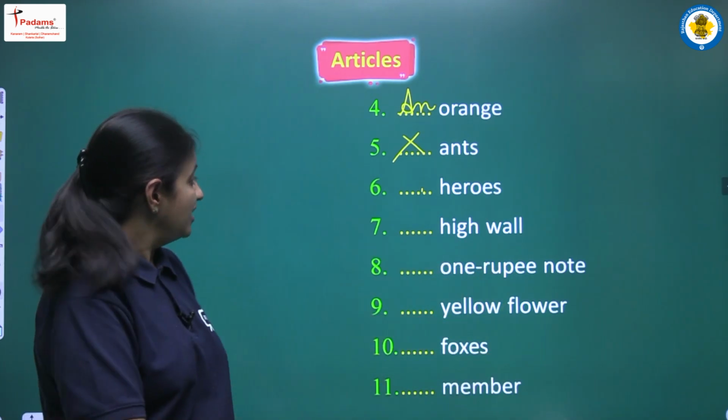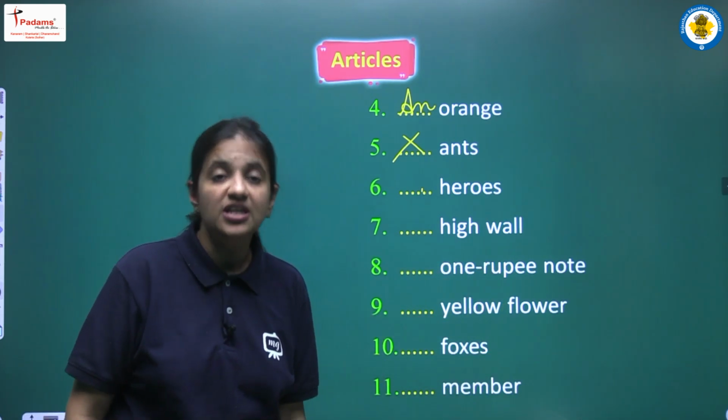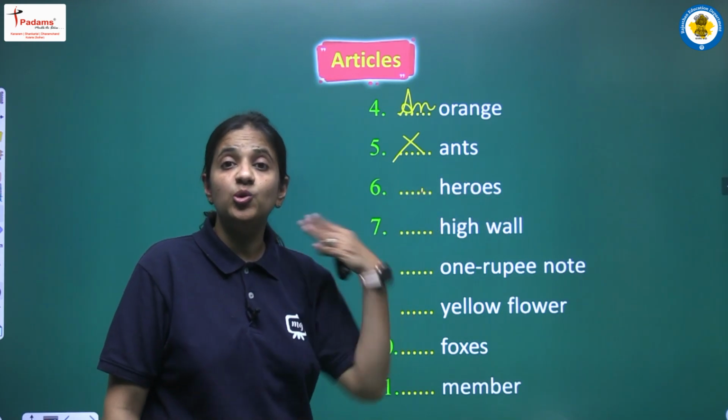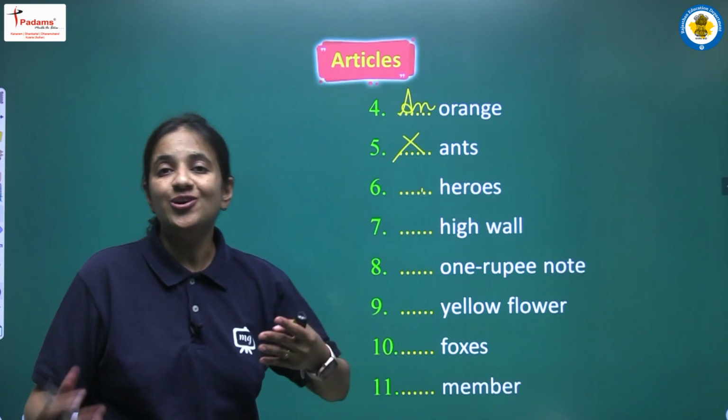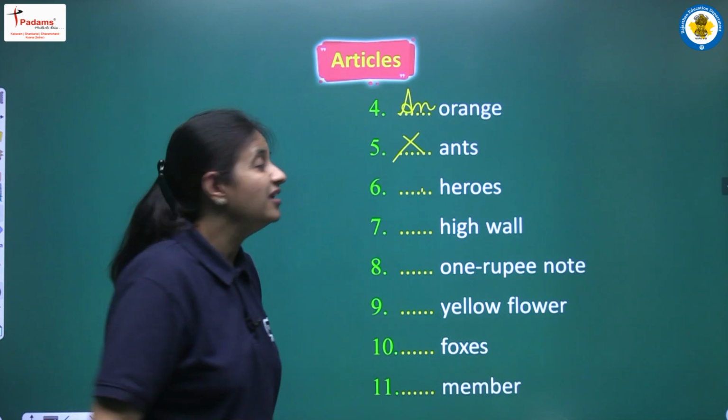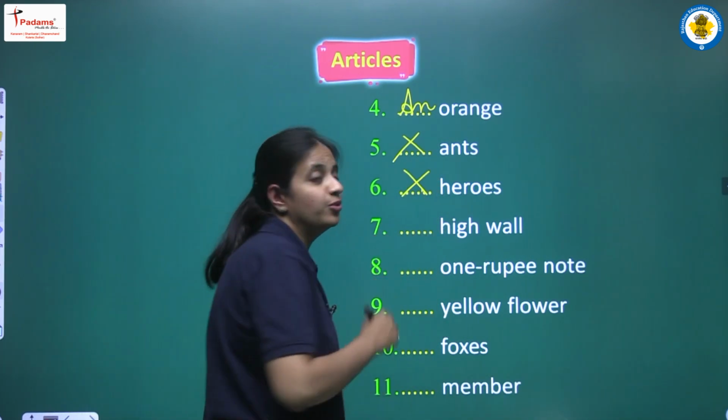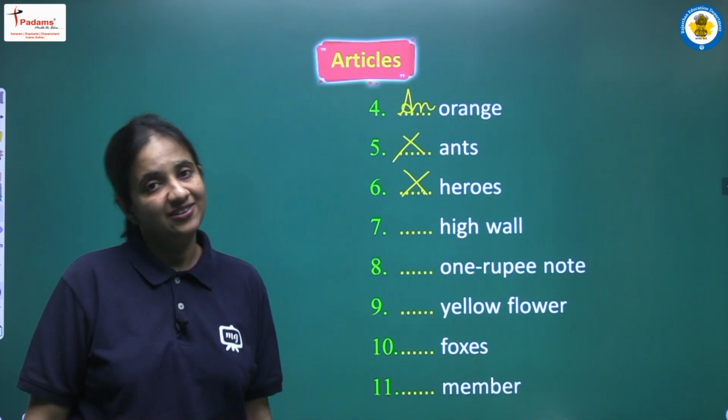All right. Next we are having heroes. So again, heroes, it's a plural noun, and for plurals we cannot use a or an. So again, in this blank we have to put one cross mark, right?